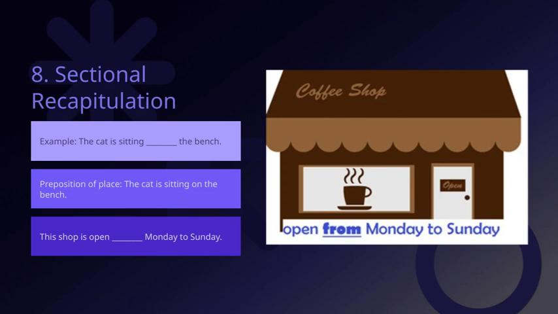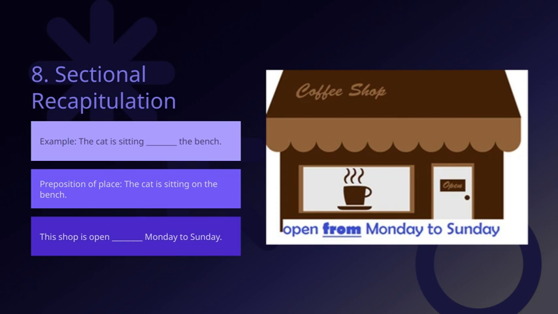This shop is open every day of the week, from Monday to Sunday. It's a great example of how prepositions help us describe things clearly. For instance, if I say, "The cat is sitting on the bench," I'm using the preposition on to show where the cat is. Similarly, in our sentence, we use a preposition to specify the shop's opening days.